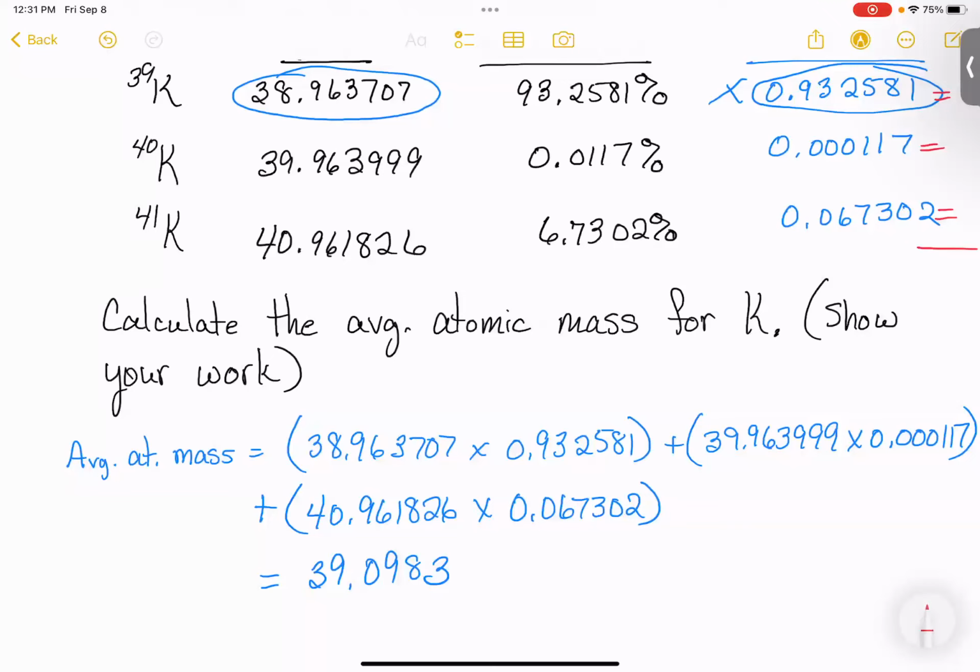Yes. So you found the mass for each of the potassium. I have the atomic mass for each isotope of potassium. I multiplied it by its abundance and added it together. Yes, okay, that's what it is. So this is the mass times the abundance for K39 plus the mass times the abundance for K40 plus the mass times the abundance for K41.